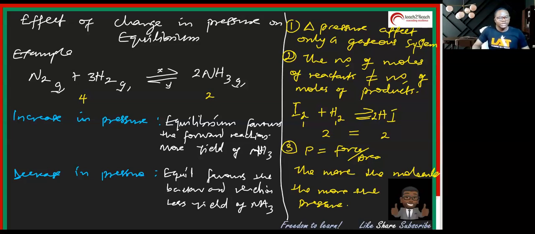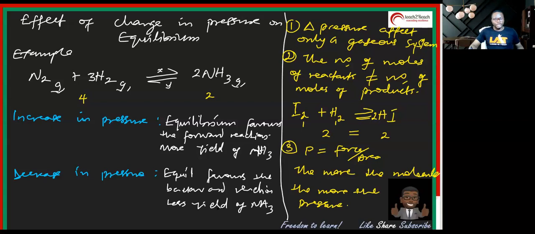So the most important thing, to recap this, number one, you need first to find out whether the system is a gaseous system. If the system is a gaseous system, that means there is possibility that change in pressure will affect the system. Number two, find out if the number of moles on both sides are equal. If the number of moles on both sides are different, then definitely change in pressure will affect the system. But if the number of moles are the same, change in pressure will not affect the position of equilibrium.